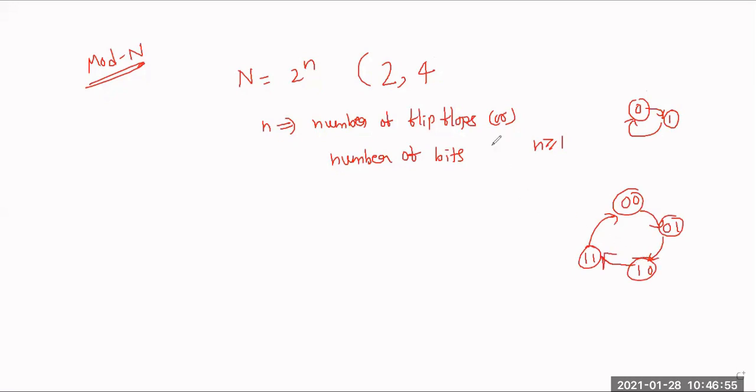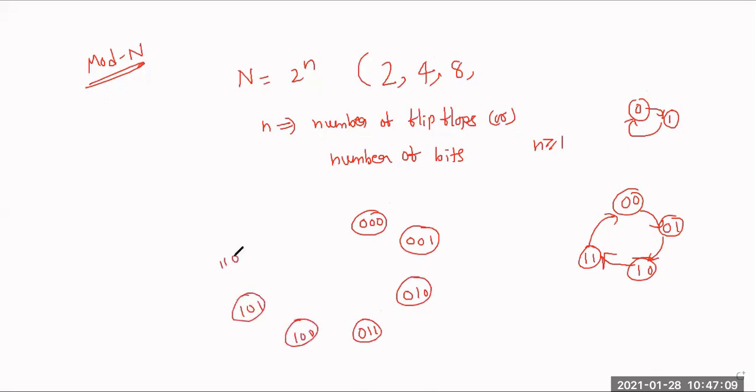This is called mod 4, and n value 3 means 8 states. So what are those 8 states? 000, 001, 010, 011, 100, 101, 110, 111. In this manner, first this is the initial state, and this is the next sequence that is generated. This is the next count in this manner. Again it will be repeated.